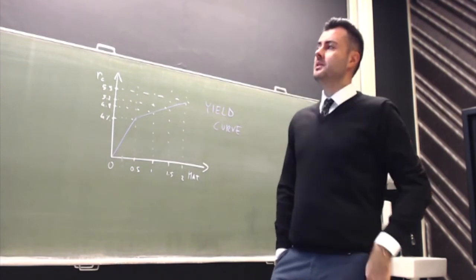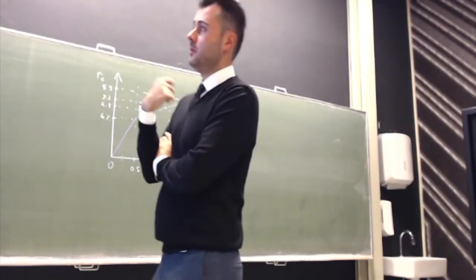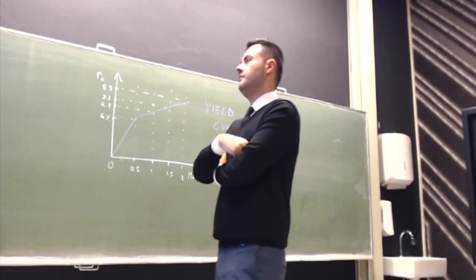Now, assume that I have this table, and I just consider two maturities, 1 year, 5 years, just to oversimplify the treatment. If I consider a 1 year deposit, so if I give my money to the bank, in 1 year from now, I will get 3%. And the interest that is paid always on a yearly basis for a 5 year deposit is 3%. So exactly the same. At the end of every year, I get 3%. If on the contrary, I want a mortgage from the bank, the bank will ask 6% in both situations. 1 year and 5 years.